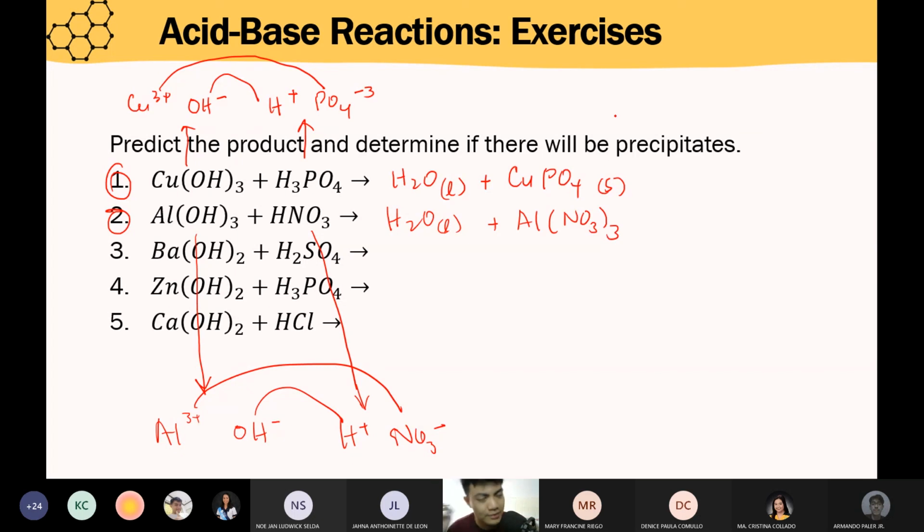Okay? So, kailangan nag-iisip sa crisscross. Isip na lang. Wag nyo na i-manual crisscross. Okay. So, aluminum nitrate, is it soluble or not? So, again, sabi sa solubility rules, nitrates are soluble. Okay. So, ibig sabihin, it should be written in the aqueous phase. Okay. So, yan. So, that's the lesson for today.